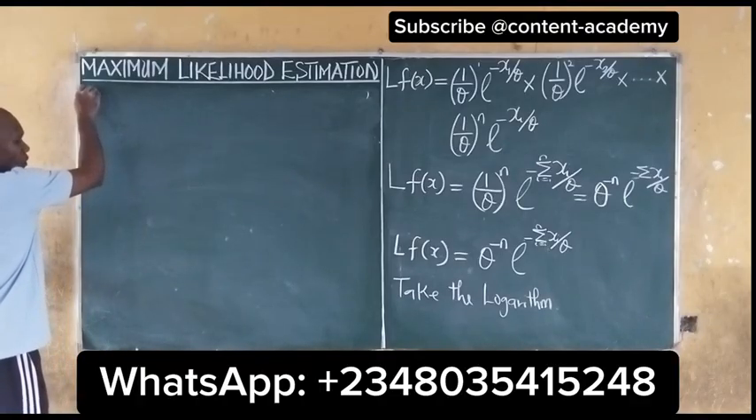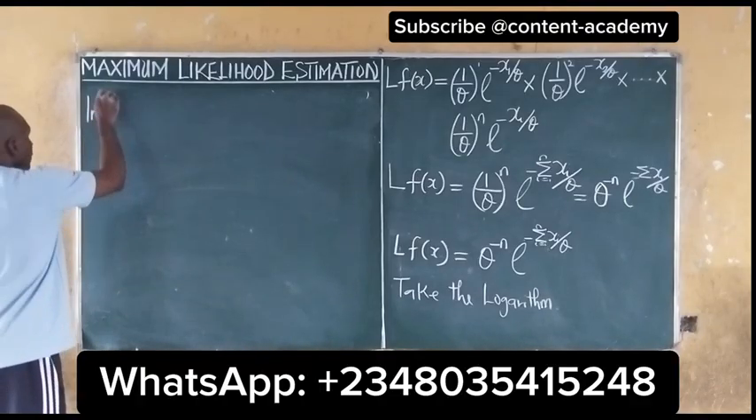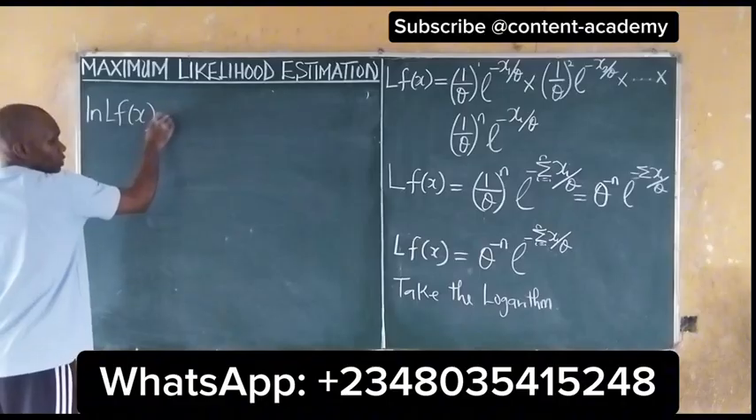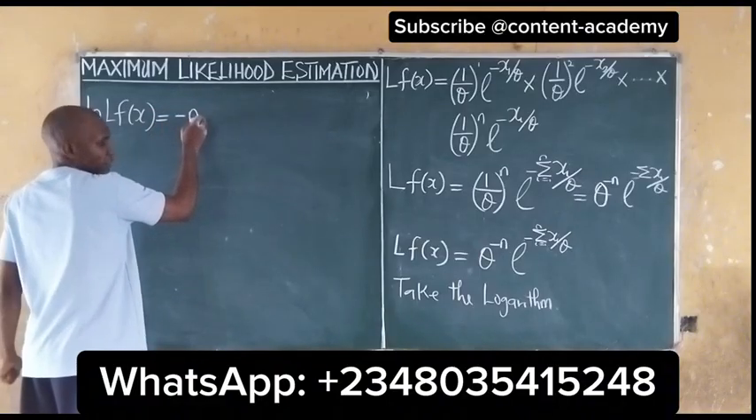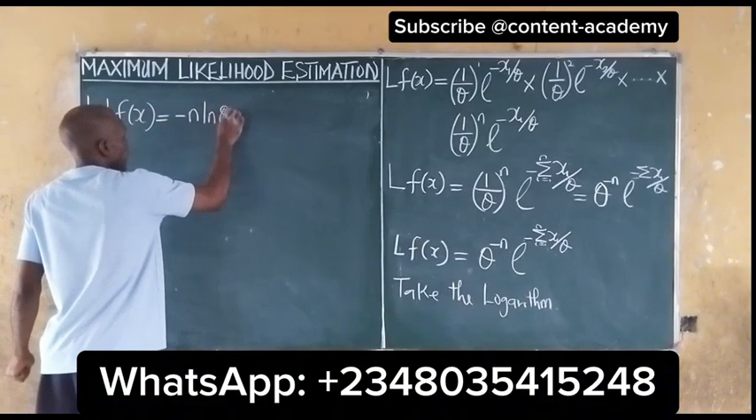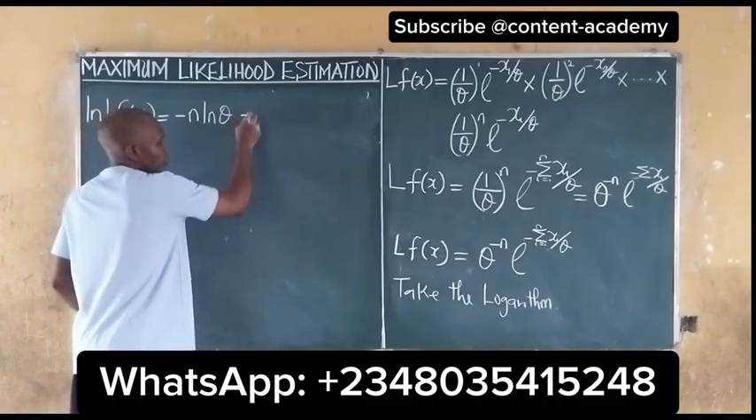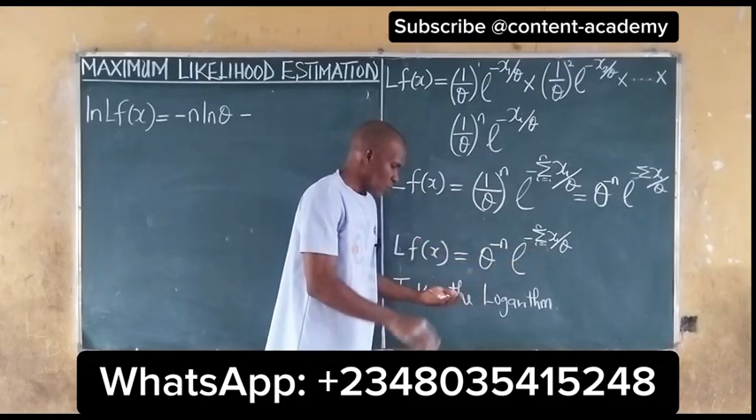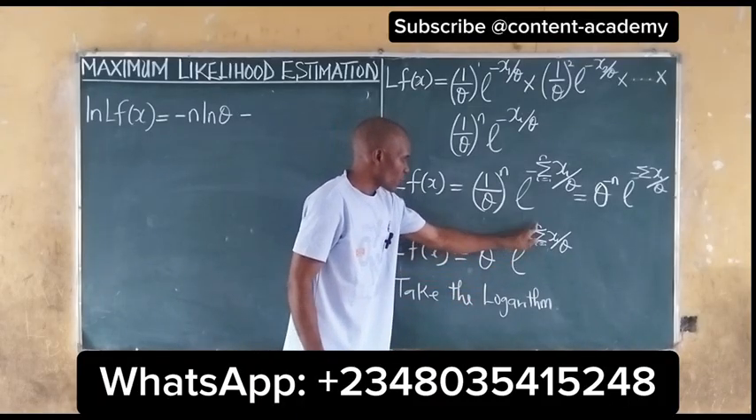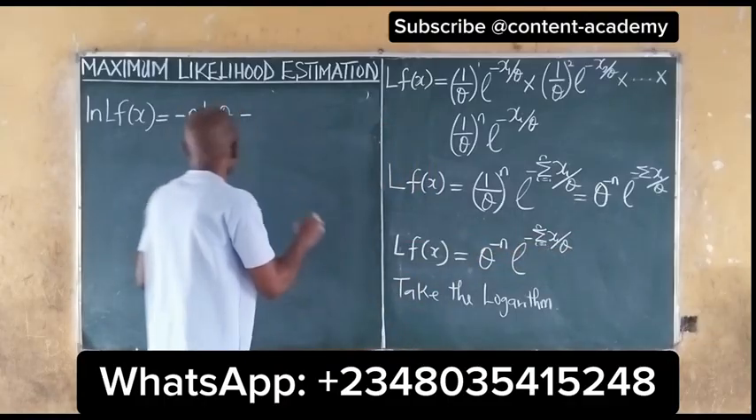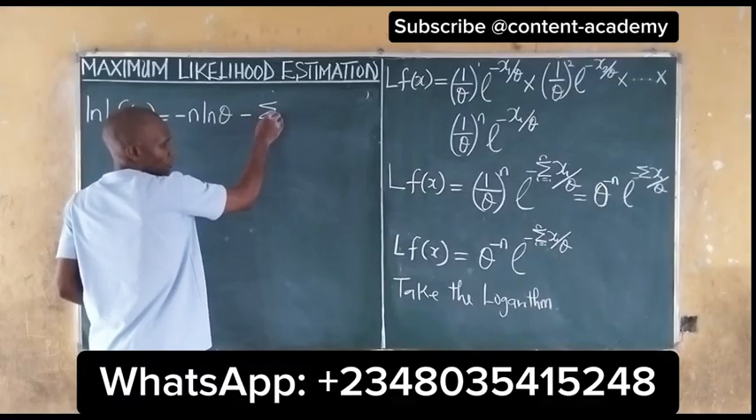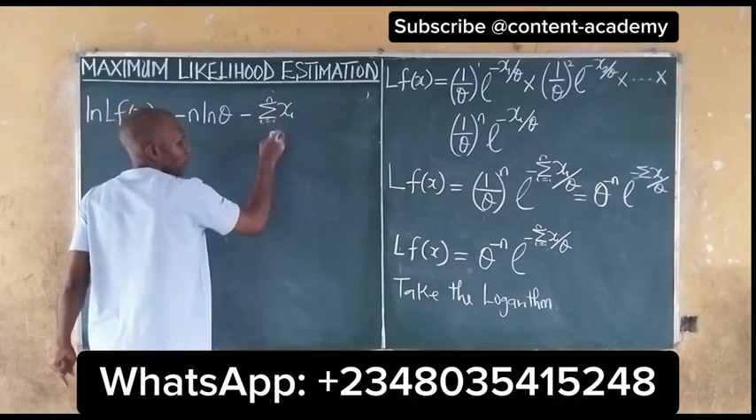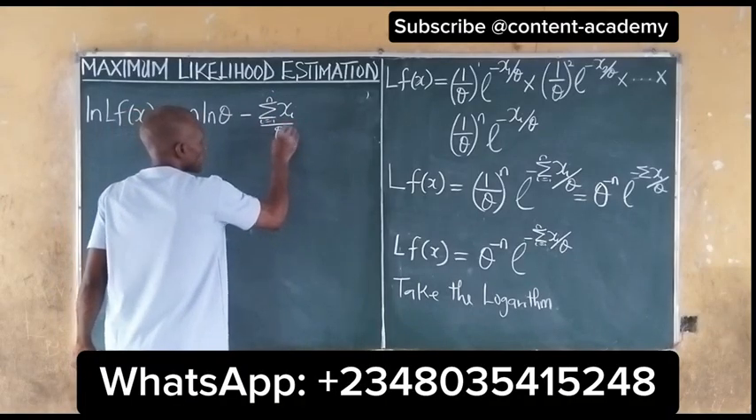So taking the log, we have the log likelihood function of the given distribution to be equal to negative n log theta minus, if we take the log of this function, since it has an exponent, we will have just the exponent of this function. So we have negative summation of xi as i running from 1 to n all over theta.